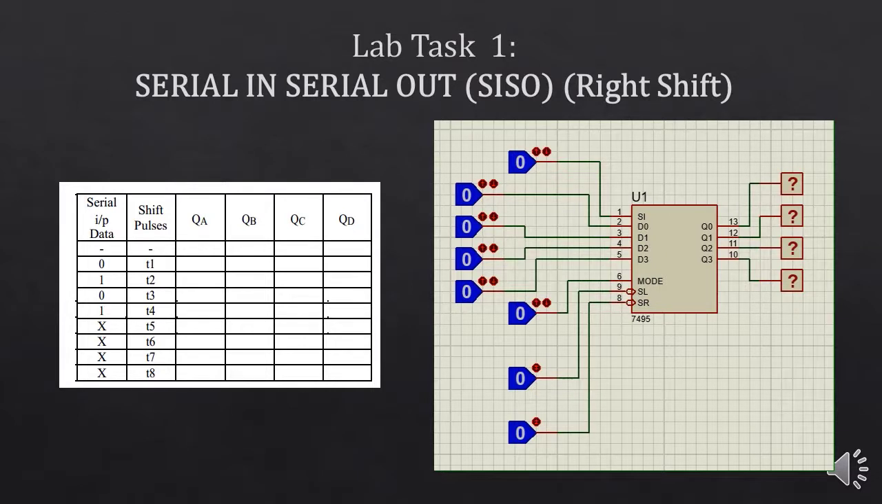Our first lab task is the serial in, serial out shift register. For this purpose, I have made a small demonstration. Here you can see that I have constructed the circuit on Proteus. For the serial input of data, I will select the mode pin to 0. And using pin number 1, I will input the data.